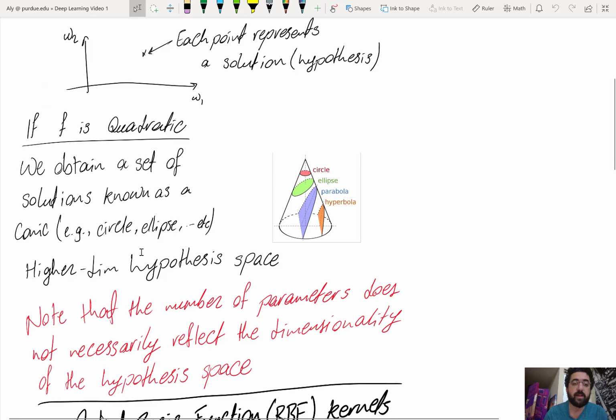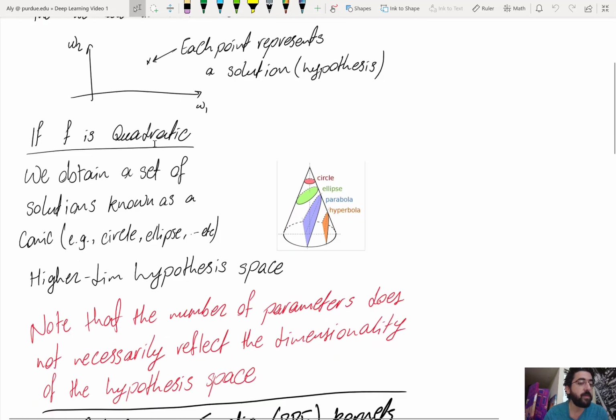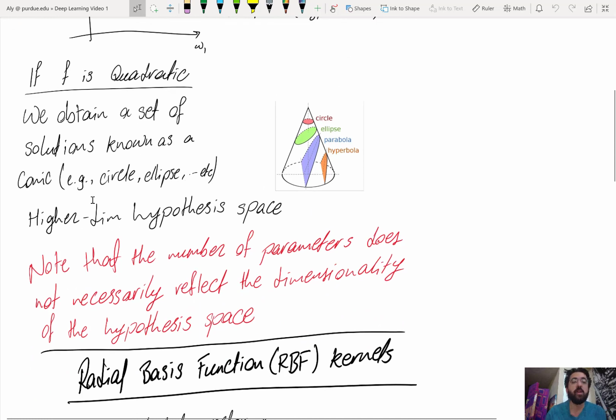So if f is quadratic in two variables, we obtain a set of solutions known as a conic, right? So basically it's the intersection of a hyperplane with a cone, right? So you get different shapes as we see in the figure. You can get a circle, ellipse, parabola, hyperbola, right? So these are different functions that the model can represent, right?